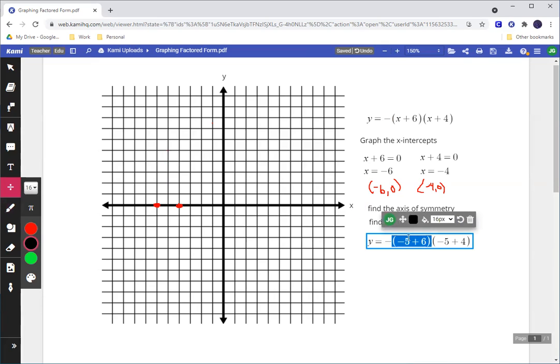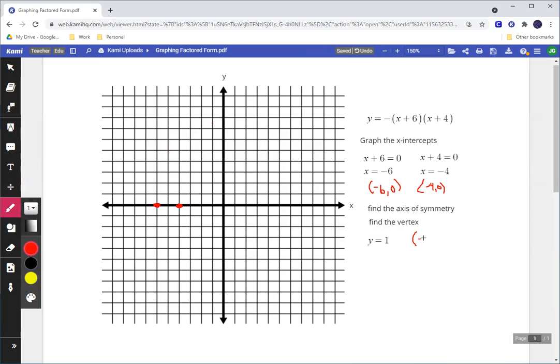Solving this, we get -5 plus 6, which is 1. And -5 plus 4, which is -1. And -1 times -1 is +1. So when we substituted in -5, the answer we got back was 1. So -5, 1 is right here.